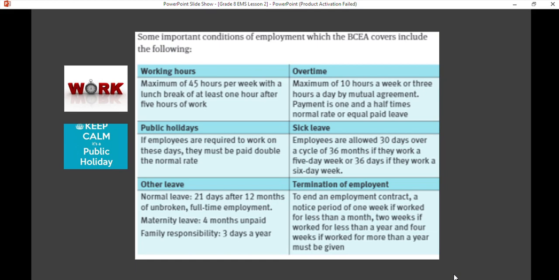Sick leave, you are allowed 30 days every 3 years if they work a 5-day week, or 36 days in a 3-year period if they work 6 days a week. Termination of employment. So if the contract should come to an end, what is the notice period? It can be from 1 week to 4 weeks, depending on the period that you've been working for the company. 1 week if you've been working for the company for less than a month, 2 weeks if you've worked for less than a year, and 4 weeks if you've worked for more than a year.